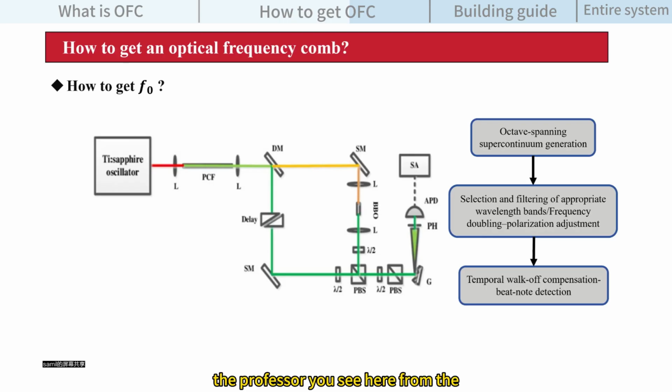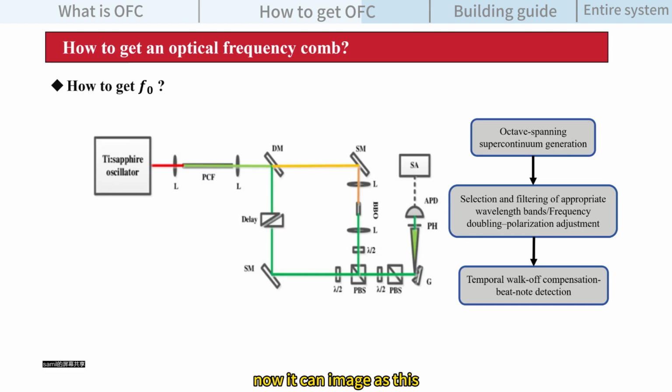Professor Kärtner from MIT came up with a solution called the f-2f interferometer. This idea is very simple. Since we know the frequency of every comb line, we just need to find a component at twice the frequency and compare it with another comb line to figure out the carrier offset frequency.